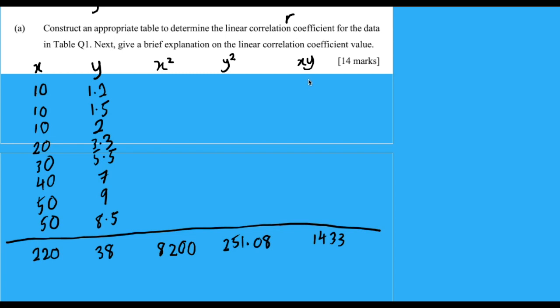But right now I will just insert these values because we have the time. Okay, 10 square is 100, 20 square is 400.